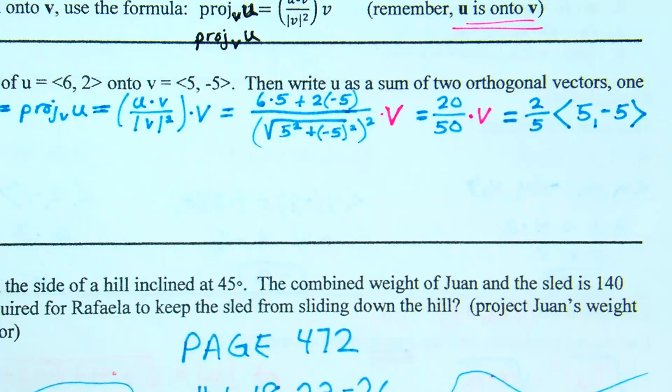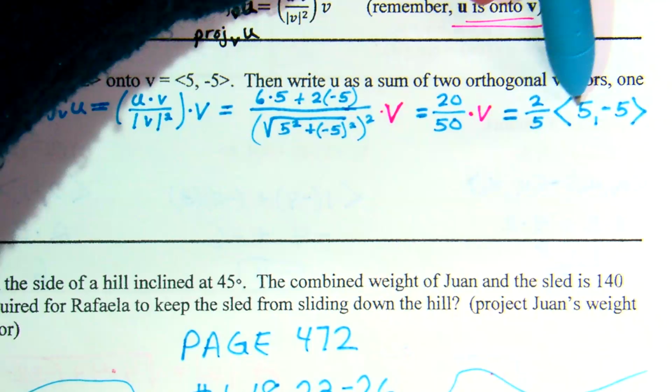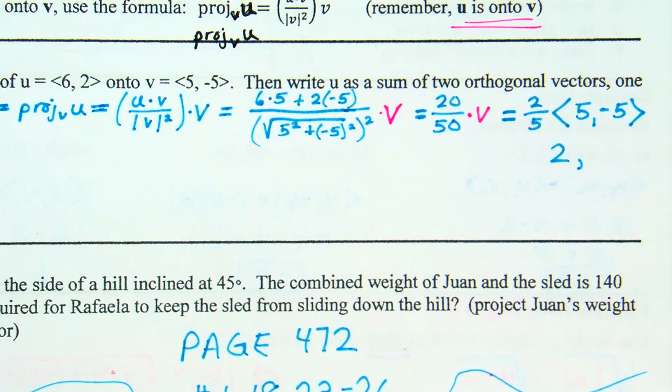How do I multiply that 2/5 times that vector, which is 5, negative 5? Distribute. Basically that 2/5 multiplies by each part. What is 2/5 times 5? If you think of this as 5 over 1, 2 over 5 times 5 over 1 is going to become 2. What about 2/5 times negative 5? Negative 2, because 2 over 5 times negative 5 over 1, the 5's cancel, and this is negative 2. So right there, that is our projection.